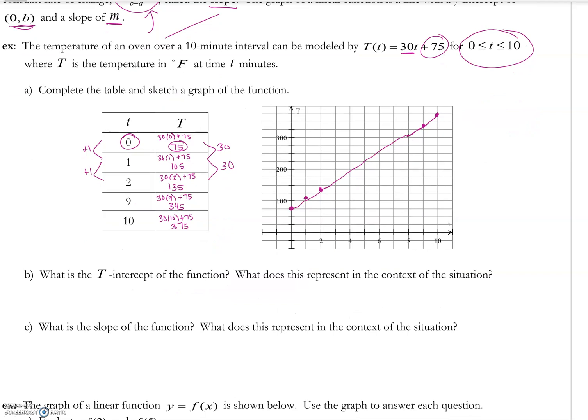What is the t-intercept of this function? Really, I'm asking what the y-intercept is, since on our y-axis, we're talking about big T for temperature. The y-intercept or the t-intercept of this function is (0, 75).